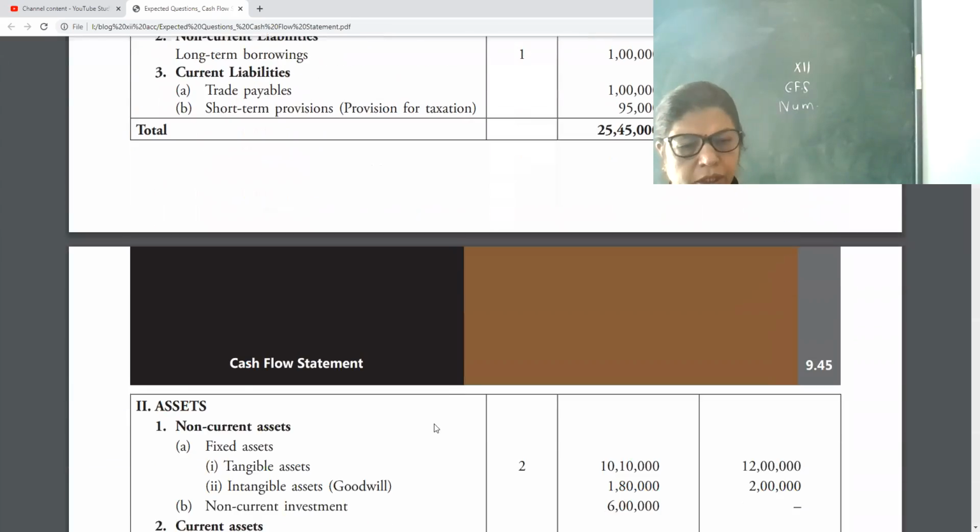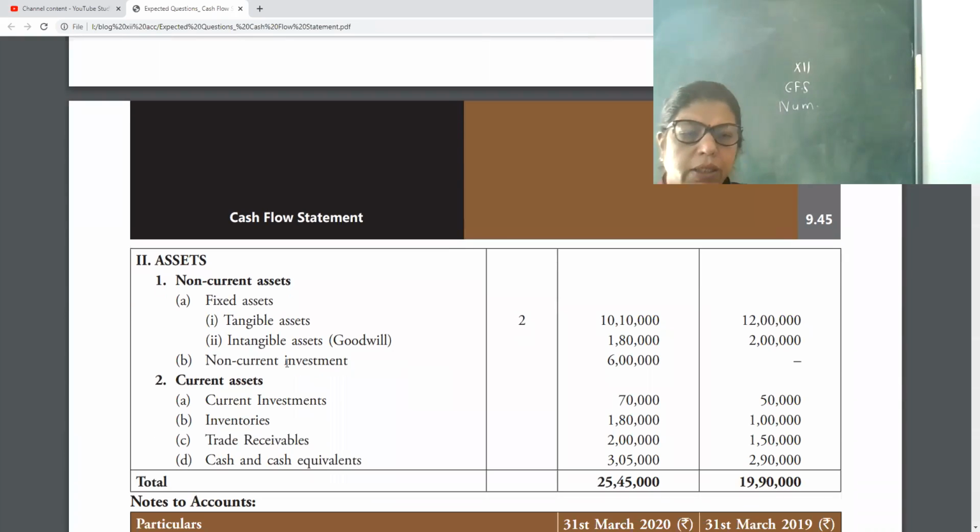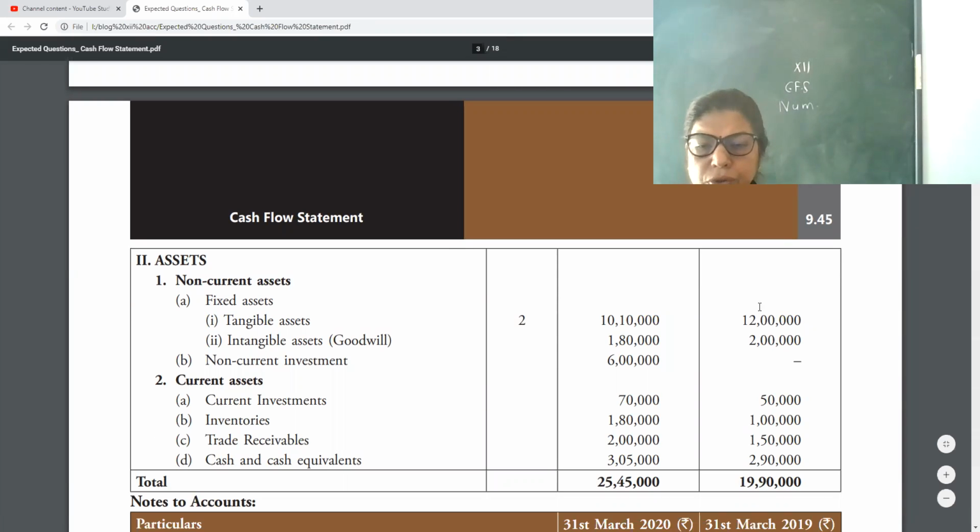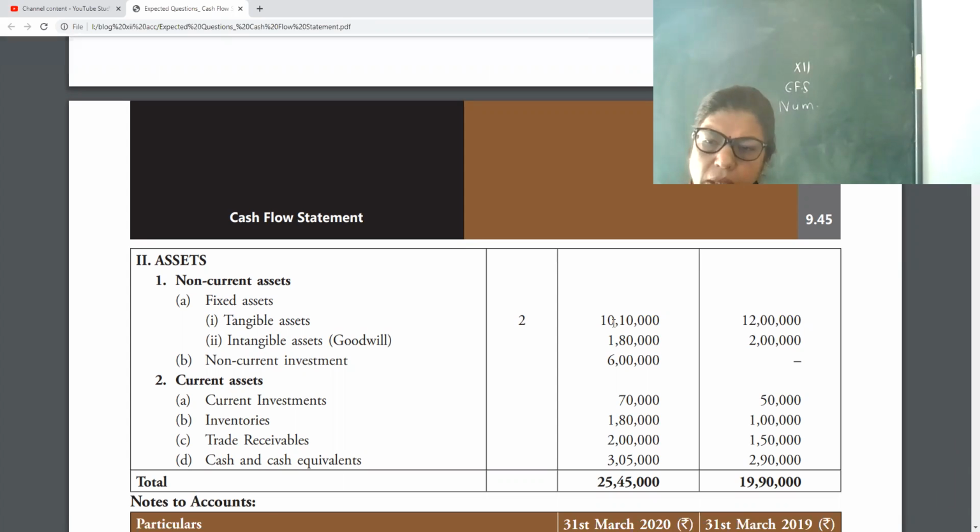If some adjustment is given, then we have to make a provision for taxation account. Good. Now see one by one. This is non-current assets, 12 lakh and 10 lakh. The previous year is greater than the current year. If some adjustments are given, then we have to make an NCA account. Otherwise, the difference will be treated in investing activity. Good. Now 2 lakh is goodwill, and 1 lakh 80,000 is in the current year. That is reducing, meaning written off, and goodwill is an intangible asset.